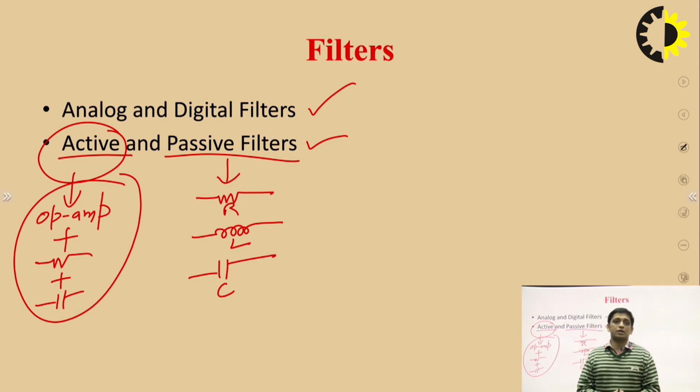Now the next question arises: what are the advantages of active filters over passive filters, and what are the advantages of passive filters over active filters? In network analysis, you studied passive filters, in which you used only resistor, capacitor, and inductor. There are advantages of passive filters as well as disadvantages and limitations.